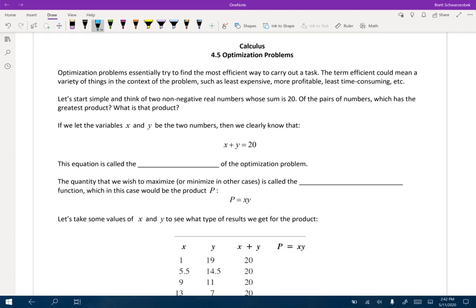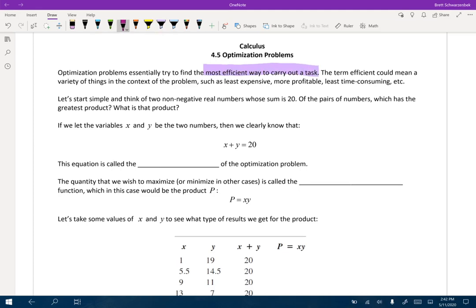This is the 4.5 notes for Calculus 1. We once again are going to be tackling another application of derivatives, this time called optimization. Optimization basically is the attempt to find the most efficient way to carry out a task.